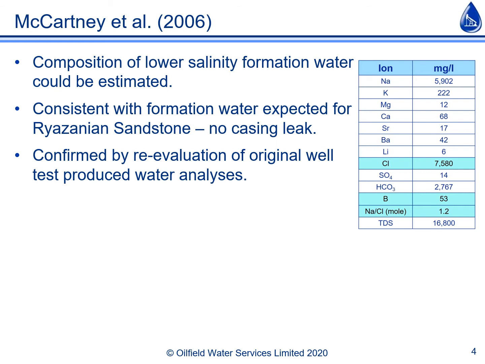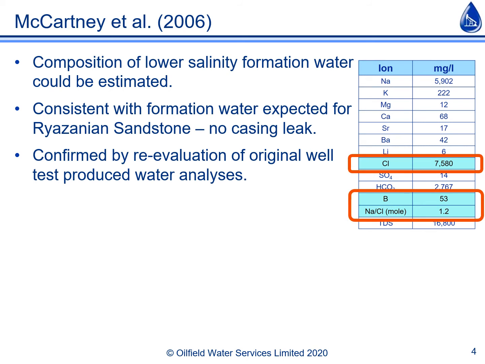In addition, the Ryazanian sandstone is isolated within a shale sequence, and it would be expected that formation water in this sandstone would, in part, be derived from water expelled from these shales during compaction. Such a water would be expected to have a lower salinity, an elevated sodium over chloride ratio, and a high boron content, and the low salinity water had these characteristics.